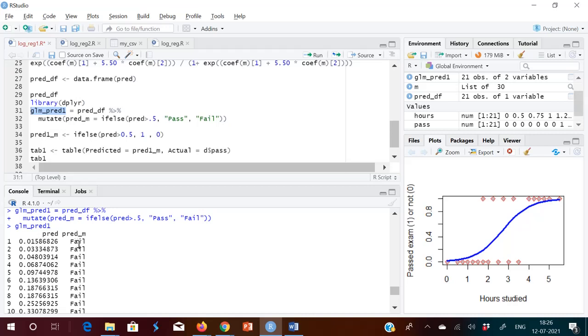Now I'm going to make a confusion matrix. I'll tell you about the confusion matrix. For that, again the same thing, if else, I'm going to store that into a variable.